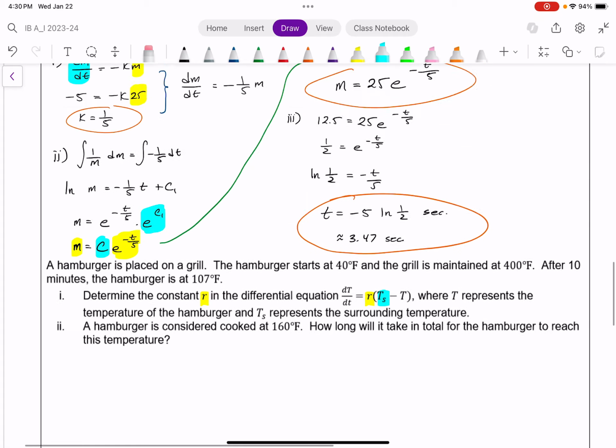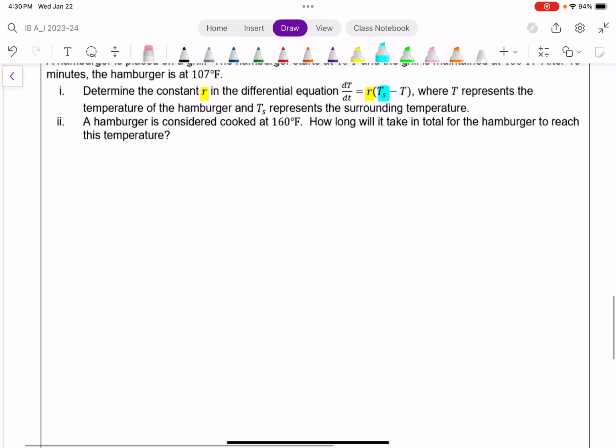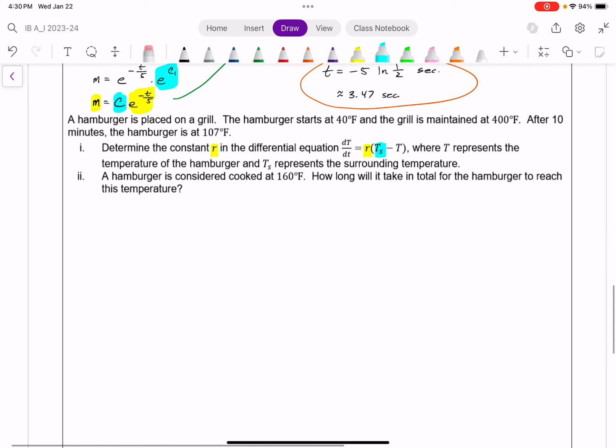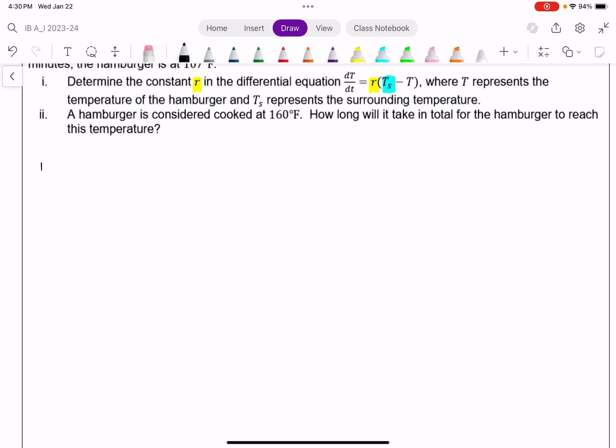And notice the structure of this is actually quite similar to what we did in the last example up here. So the first thing I want to do is substitute 400 for TS, because it says the grill is maintained at 400 degrees Fahrenheit. So for part 1, the first thing I want to do is write that out and say dT/dt, where big T is temperature and little t is time, equals R, which we're trying to figure out, times 400 degrees minus the temperature of the hamburger. So that one's changing.